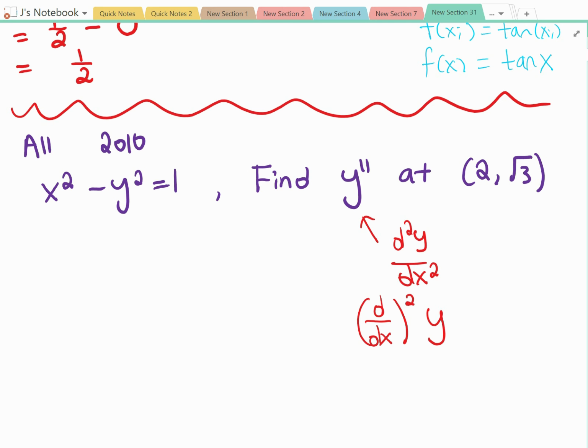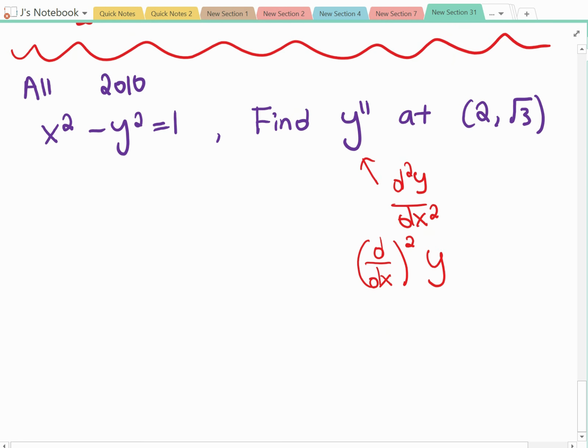I like to call it y double prime, though. It's just cleaner notation. Okay, this means we have to find y prime, and then take the derivative again. The derivative of x squared is 2x. The derivative of y squared is 2 times y, times y prime, because y is a function of x. So it's like if you have f of x all squared and take its derivative, the 2 would come down, you have f of x to the power of 1 multiplied by the derivative of the inside from the chain rule, but instead of f, we have y. You do that whenever you have a function of y.